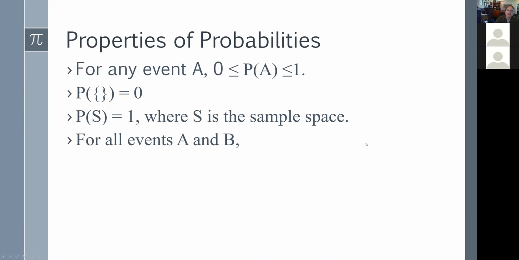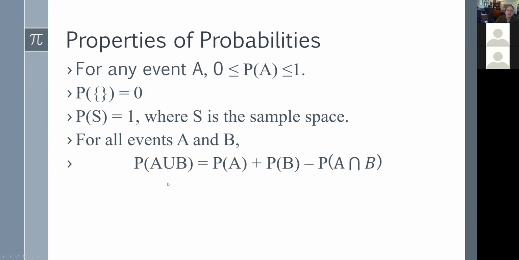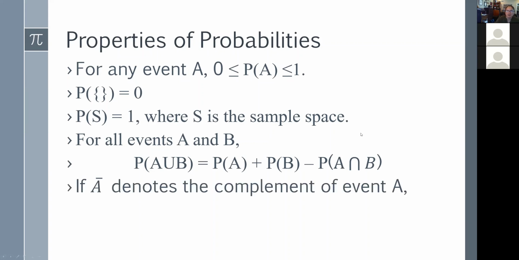For any events A and B, the probability of A union B is equal to the probability of A plus the probability of B minus the probability of their intersection. And if A with a line over it means the complement of event A, then the probability of A complement is always equal to 1 minus the probability of A.